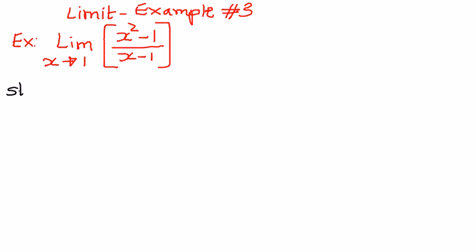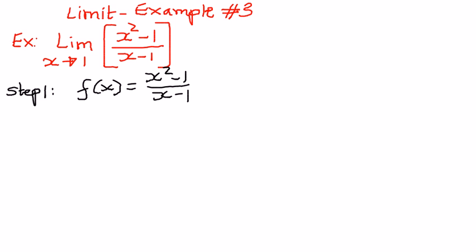I'm going to break it down into these different steps. Step number 1. Let us graph this function f of x, if f of x is equal to x to the power of 2 minus 1 divided by x minus 1.